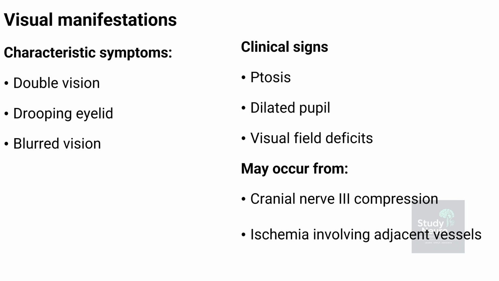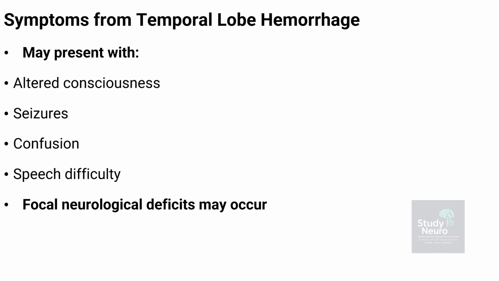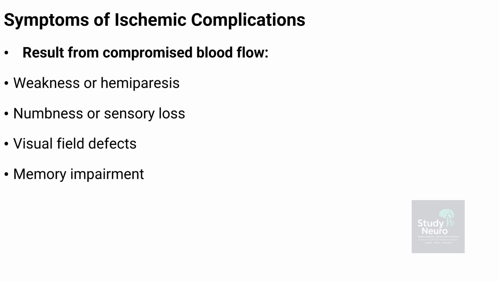When hemorrhage extends into the temporal lobe, patients may develop altered consciousness, seizures, confusion, or difficulty with speech, depending on the extent and location of brain involvement, while focal neurological deficits can occur if surrounding cortical structures become injured during the hemorrhagic process. Ischemic complications develop differently. These symptoms result from reduced cerebral blood flow and may present with weakness on one side of the body, sensory loss, visual field defects, or memory impairment when vulnerable brain regions receive inadequate perfusion after aneurysm rupture or vascular compromise.